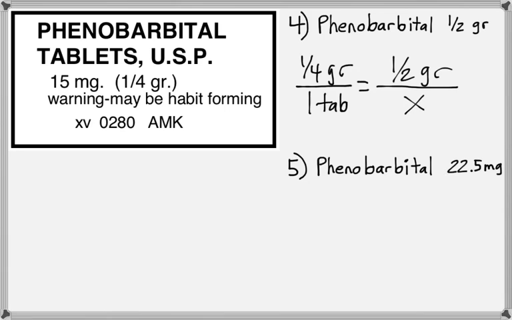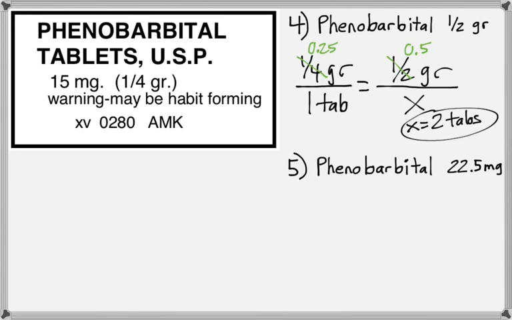Now if you don't want to deal with fractions, and I don't, I'm going to convert each of these to decimals. So you can just divide the numerator by the denominator. So then to solve the proportion, you do 1 times 0.5 divided by 0.25, and you get 2. So x is equal to 2 tablets.